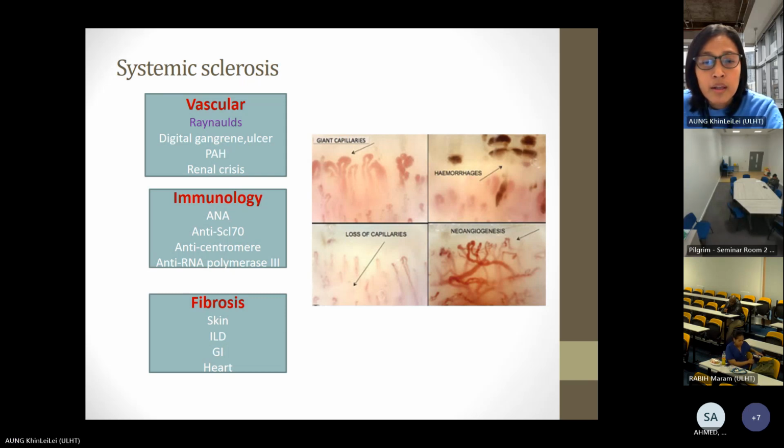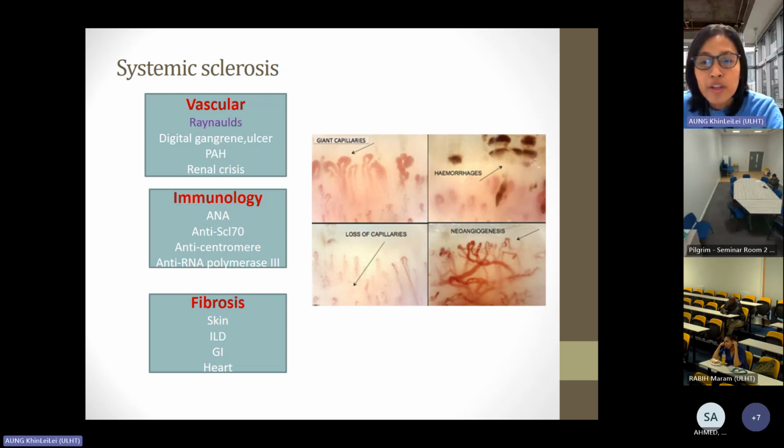Immunology. When we test the immunology, positive ANA, anti-Scl70 positive, anti-centromere, anti-RNA polymerase 3. Anti-RNA polymerase 3 is usually associated with scleroderma renal crisis. So if you find the patient has anti-RNA polymerase 3 antibody, please be aware of scleroderma renal crisis.